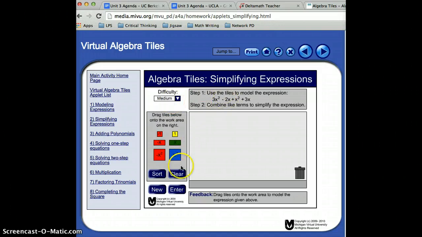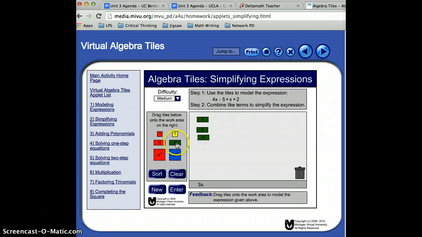And if you're not feeling comfortable with these problems with the x squareds in them, because we haven't tackled that in class yet, you can go ahead and just click to the next problem. Okay, no big deal. So here's 4x. I'm just going to build this expression first, right? Step 1 is to build it.